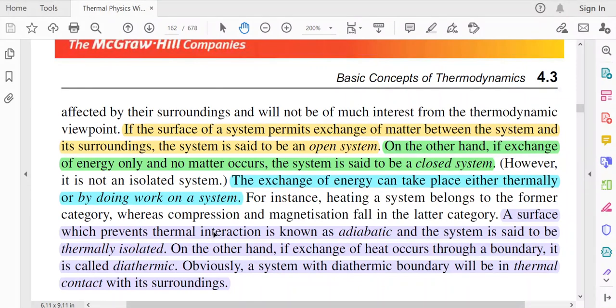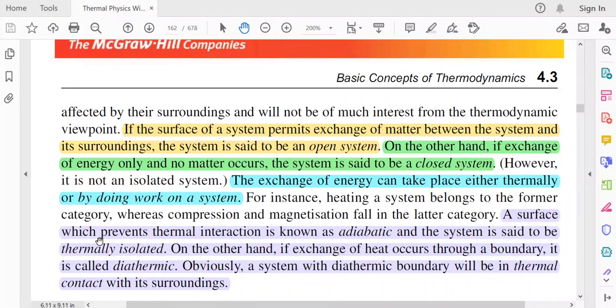However, if you compress a system, suppose there is some gas in a cylinder and you are compressing it, or you are applying some magnetization in some magnetic materials, in that case there will be exchange of energy, but the exchange of energy takes place by doing work on a system. As we are compressing the system or applying some magnetization, we are doing some work on a system.